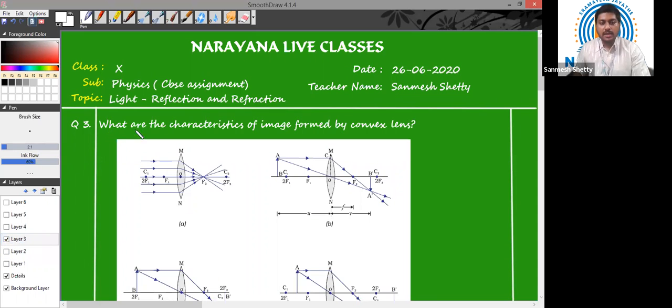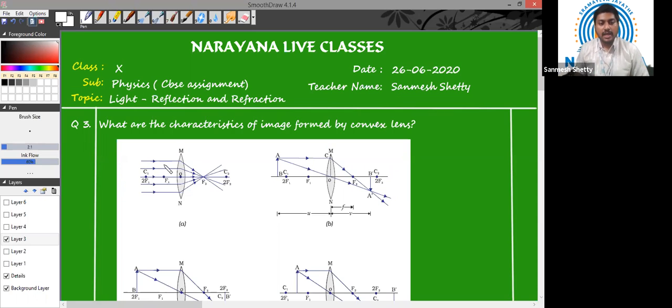Question number 3. What are the characteristics of the image formed by a convex lens? Again, I repeat the question. Now, one important point is that the characteristics of the image formed by the convex lens depend upon the position of the object itself. If we change the position of the object, the characteristics of the image will change.